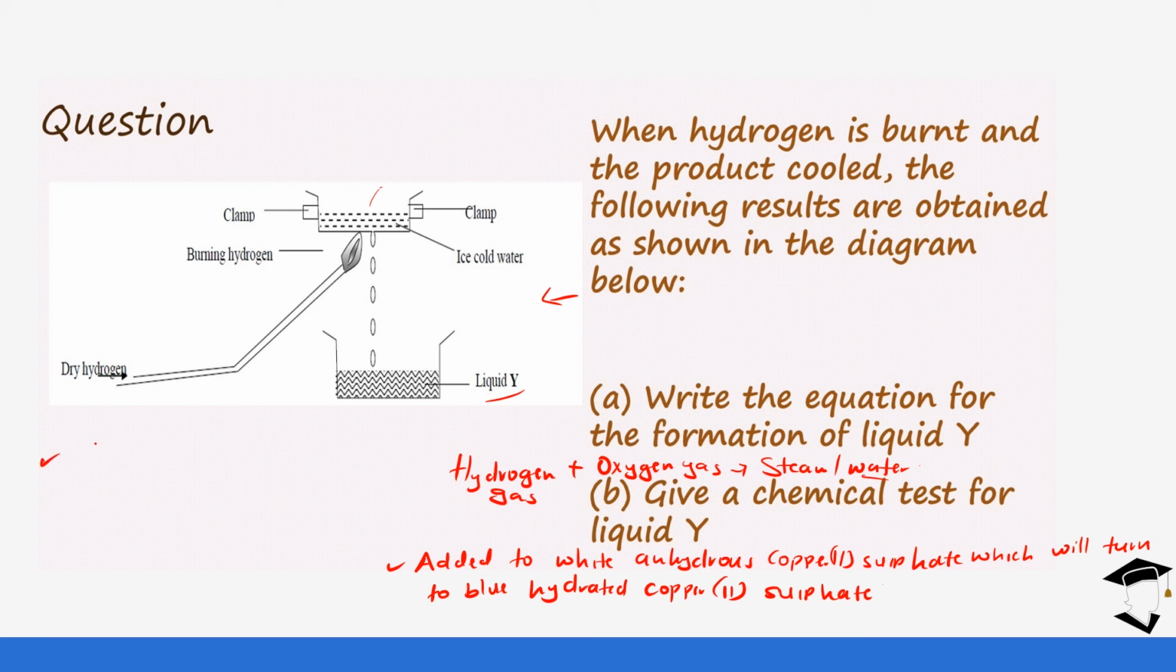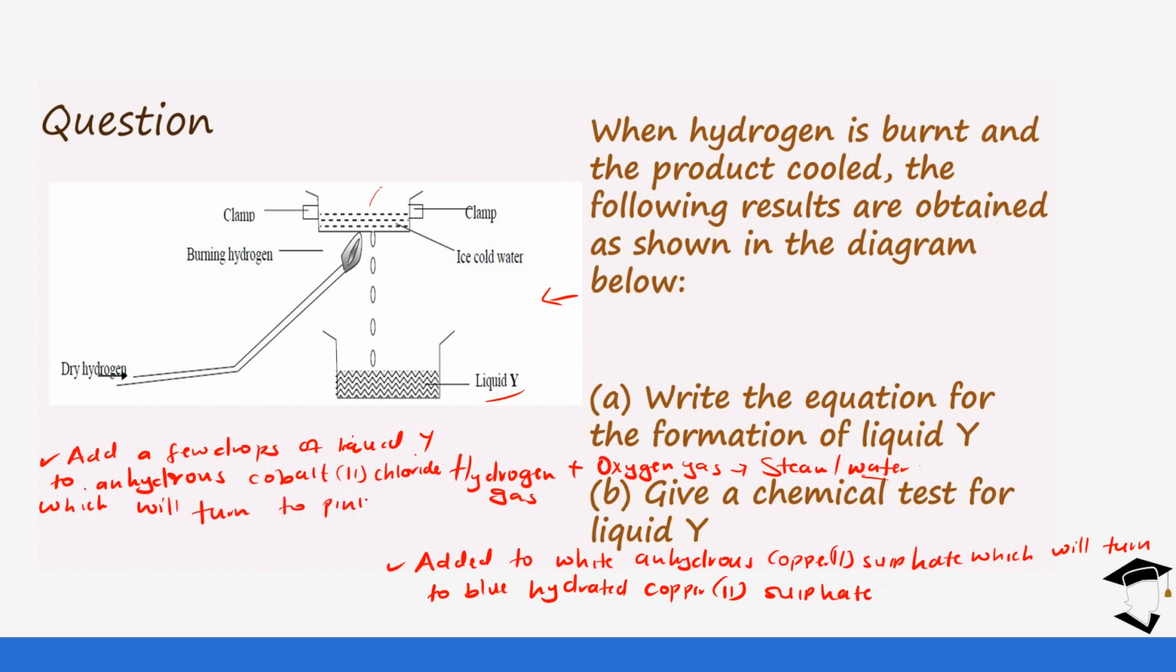Alternatively, we can use anhydrous cobalt 2 chloride. So we add a few drops of liquid Y to anhydrous cobalt 2 chloride, which will turn to pink hydrated cobalt 2 chloride. So those are the two alternatives you can use for the test.